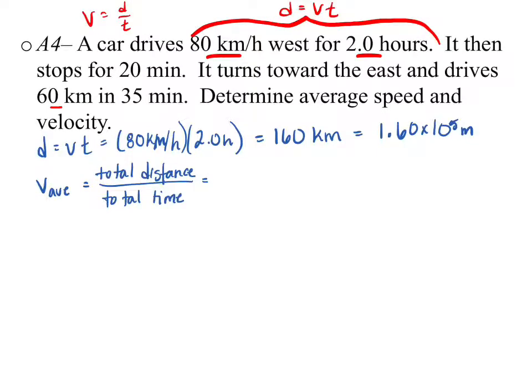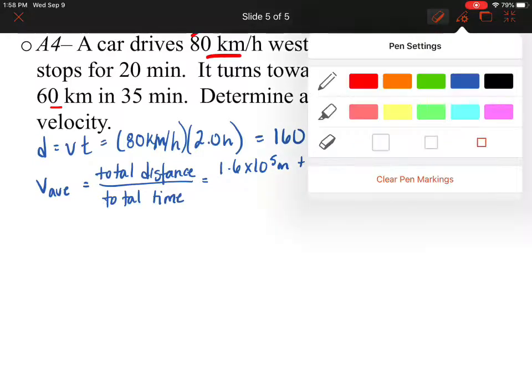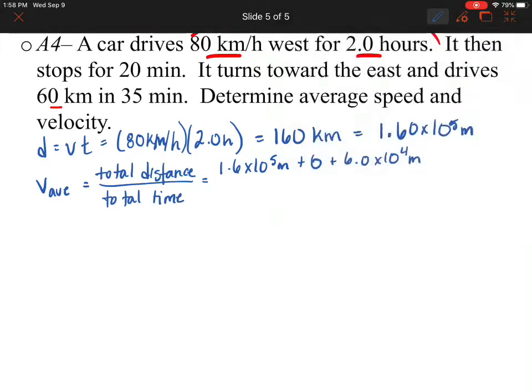Okay, and let's take a look at what exactly that is. So total distance, well, we go 1.6 times 10 to the 5 meters, and then they go 0 meters, and then they go 60,000 or 6.0 times 10 to the 4 meters. Okay? So that's their total distance. Remember, I don't care about the east and west and all that fun stuff because this is just distance.